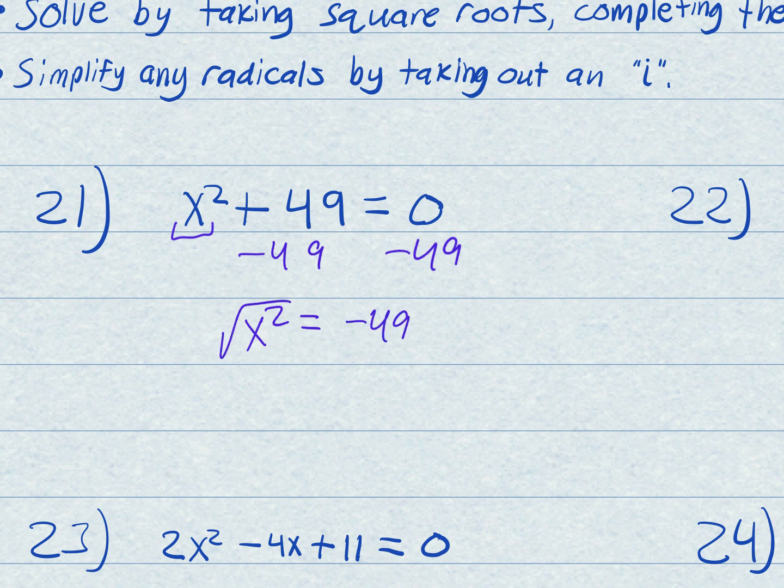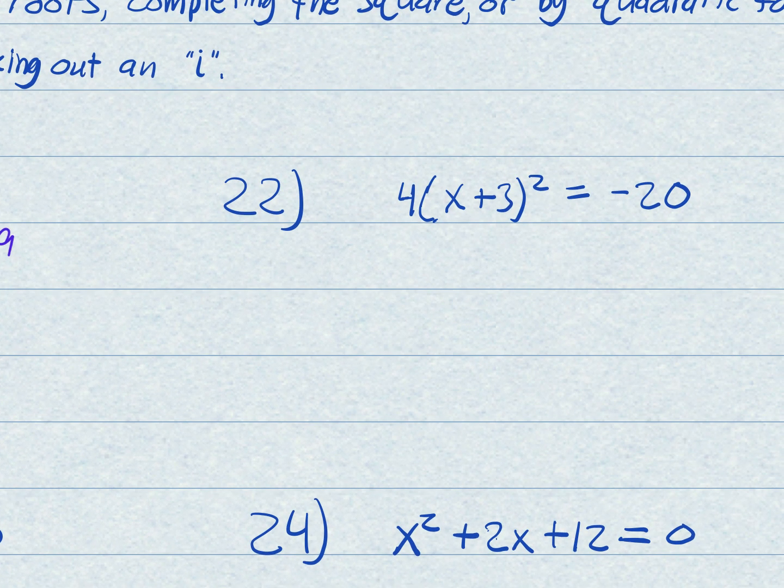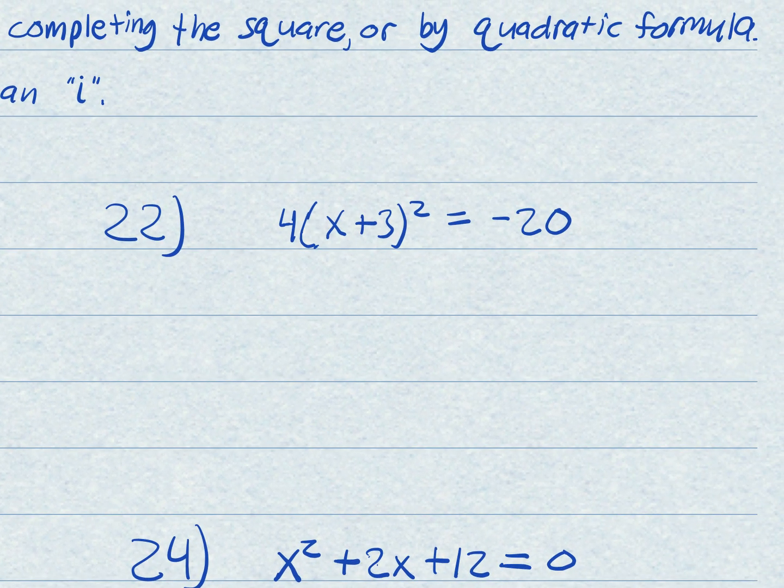And then to get rid of that squared, you want to take the square root of both sides. So we get x equals plus or minus, right, that negative becomes an i, and the square root of 49 becomes 7. So you get x equals plus or minus 7i. All right, 22 is another one where we can isolate our squared term.